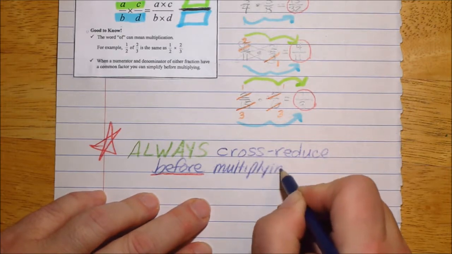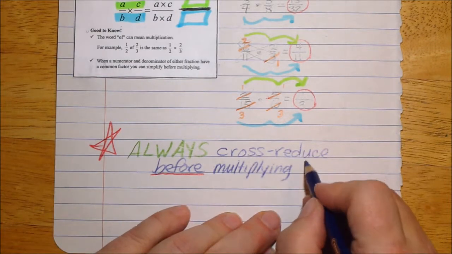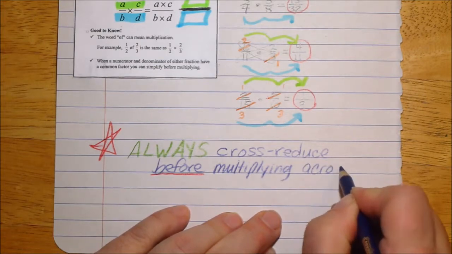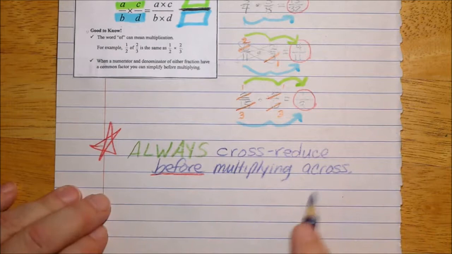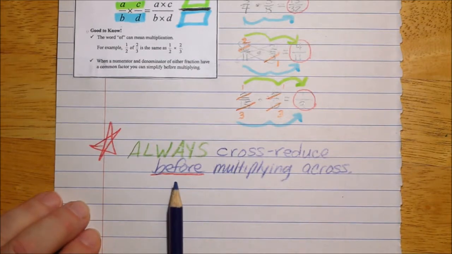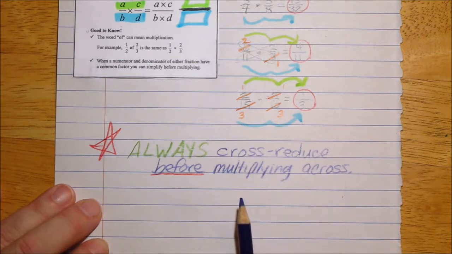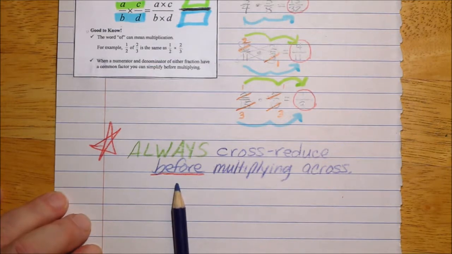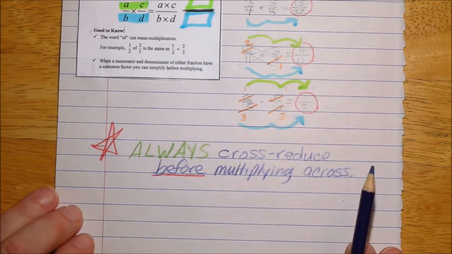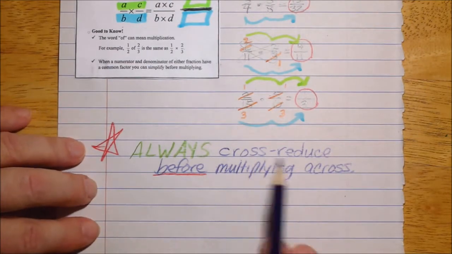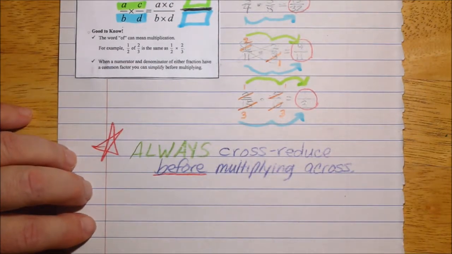Now, if you don't cross-reduce, let me write this down. Always cross-reduce before multiplying. If you don't cross-reduce before you multiply, you can still get to the correct answer. It's just that the numbers you're dealing with can be much bigger, and then you still have to simplify the fraction at the end. By cross-reducing before multiplying, you break your numbers down into much smaller numbers to work with, and your chances of making multiplying mistakes are lesser. It's just easier to work with. So always cross-reduce before multiplying across.